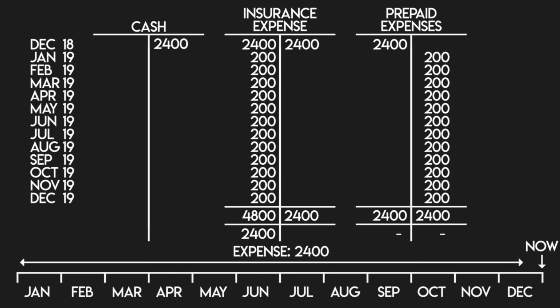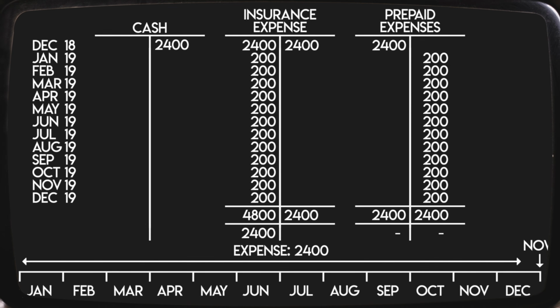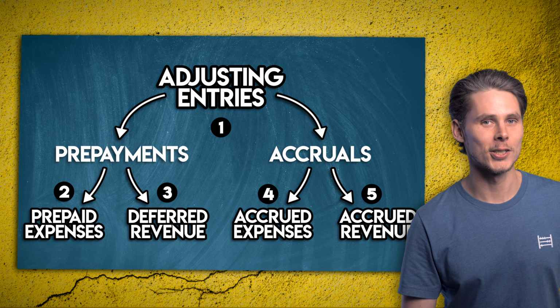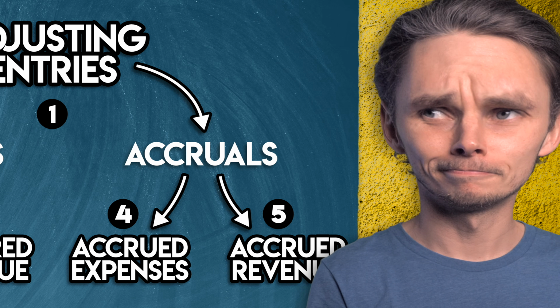Our cash account is still showing a credit for December in the prior year because that's when we paid for the policy. So we've recorded our expenses as we incurred them, and our books are in line with the accrual basis of accounting. I love it when things line up, don't you?